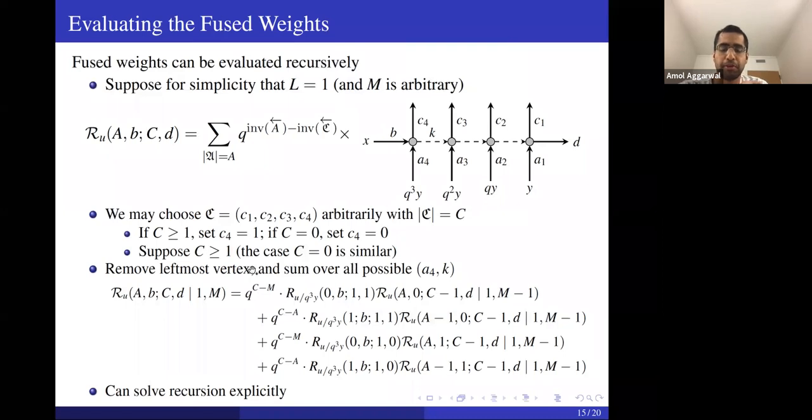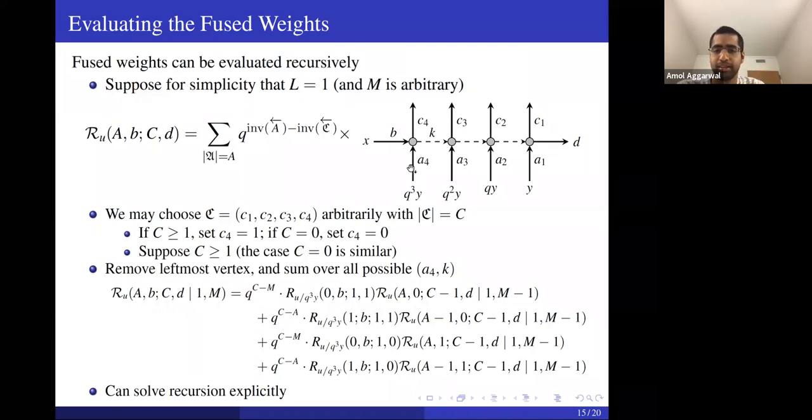Now you might wonder about this factor. Why do I have this Q to the C minus M? The reason is coming from the Q to the inversions. If this C4 is 1, then the number of inversions contributed by this C4 is equal to the number of zeros here. So you can see that that's M minus C.